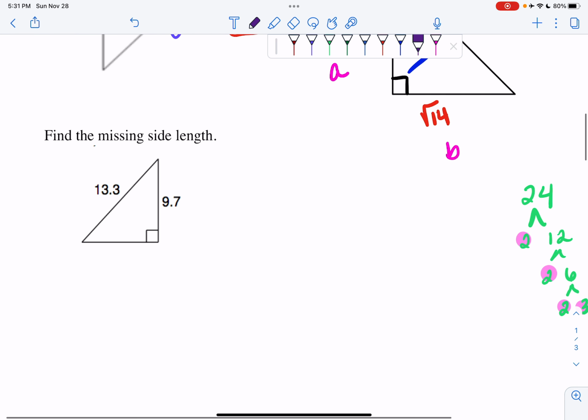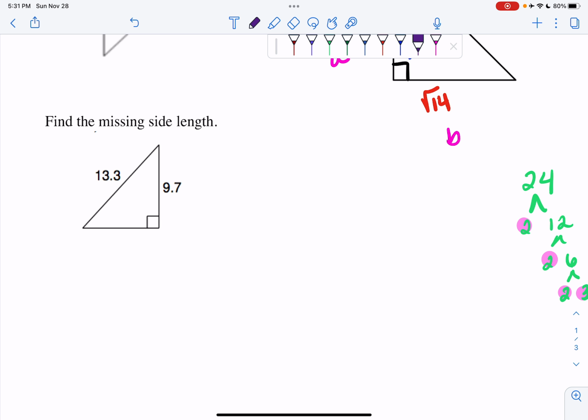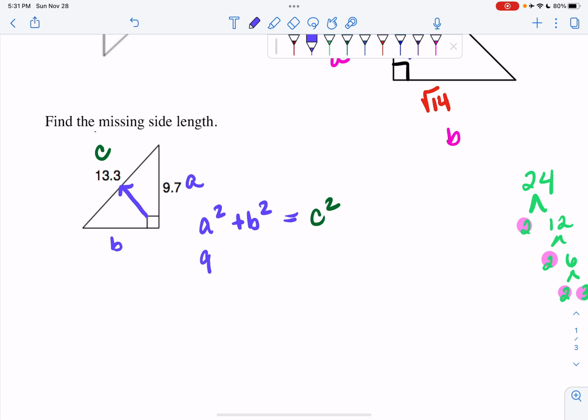Now, this example says find the missing side length. If you look, we're going to label our image A, B, and C. So I have my A, my B, and then my side across from the right angle, the hypotenuse, is always C. So for this problem, I can say A squared plus B squared equals C squared. If you look, I know A is 9.7. So I have 9.7 squared plus B squared equals 13.3 squared.